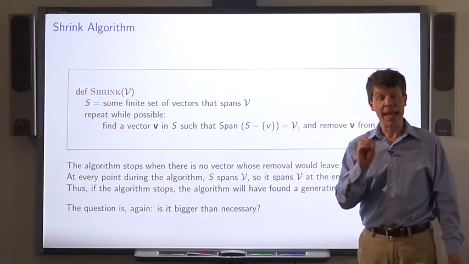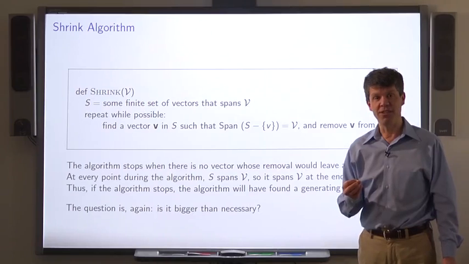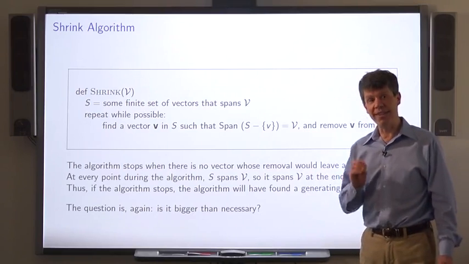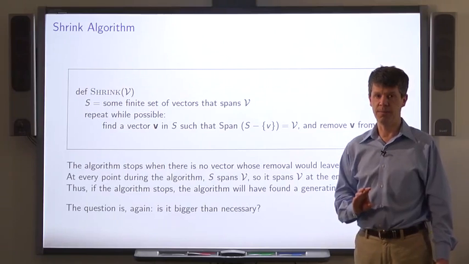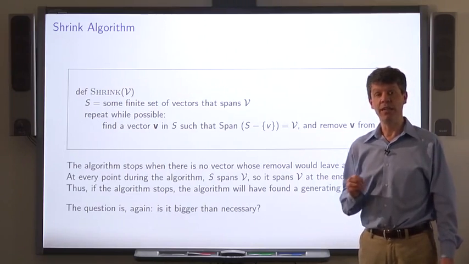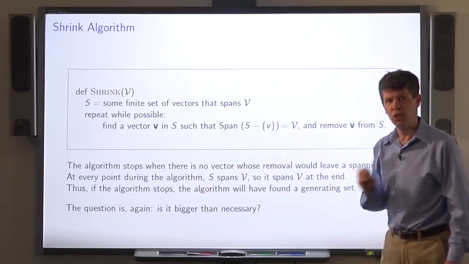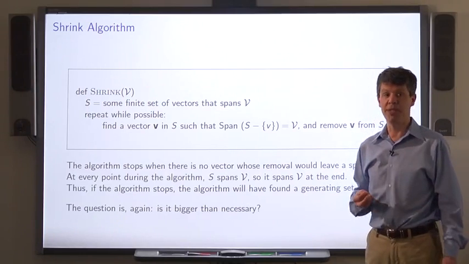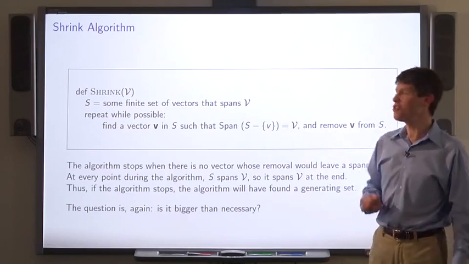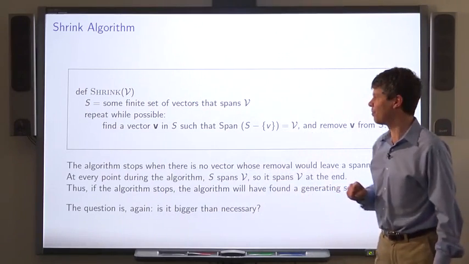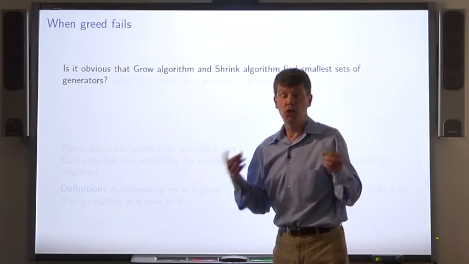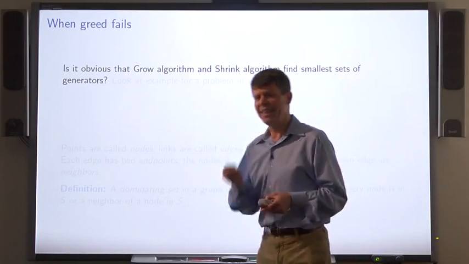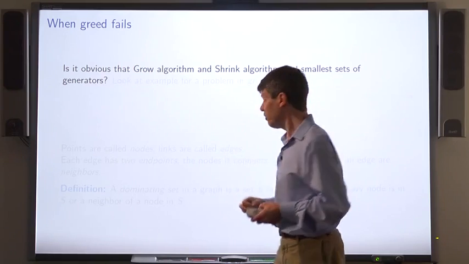The algorithm stops at the point when removing a vector from S would result in not spanning the original vector space. So at the point that the algorithm terminates, if it terminates, the span of S is the vector space V. The question is, is this set of generators a smallest possible set of generators for the vector space? There's an additional question of how we do the initialization. We've given two algorithms, the grow algorithm and the shrink algorithm, for finding a set of generators. Is it obvious that each of these algorithms finds the smallest set of generators?